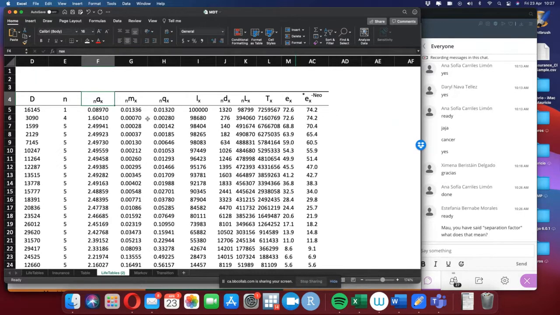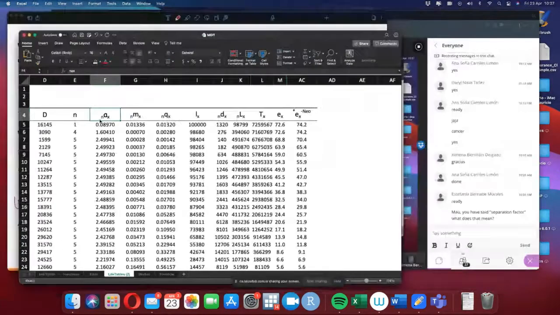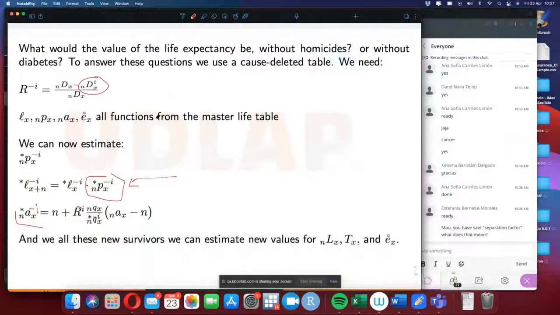Remember that when we use these correction factors, yes, we use the Coale-Demeny one formula that we saw before. Remember that these separation factors, essentially what they are doing is splitting the total number of deaths that we have on those who belong to a different cohort. Essentially, over here.